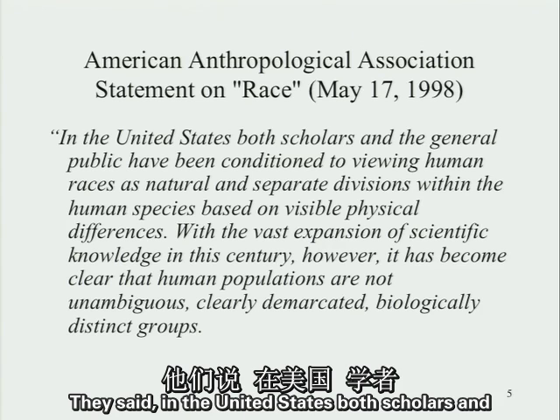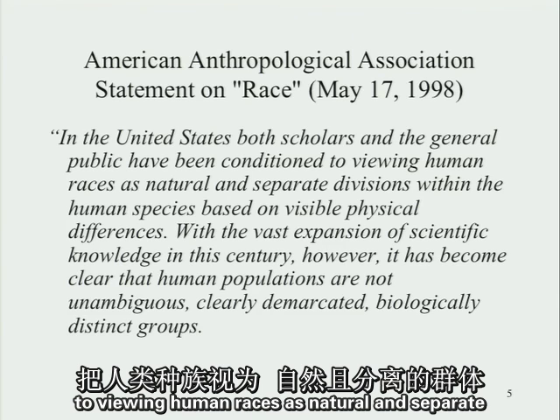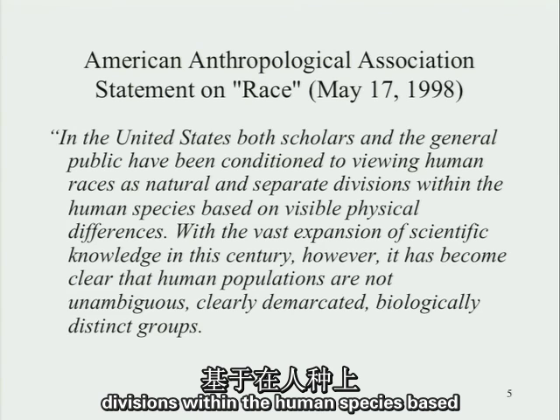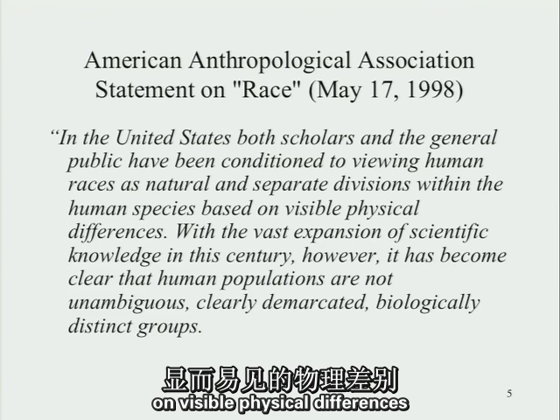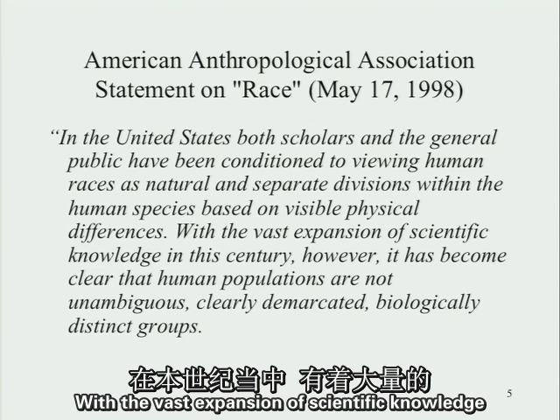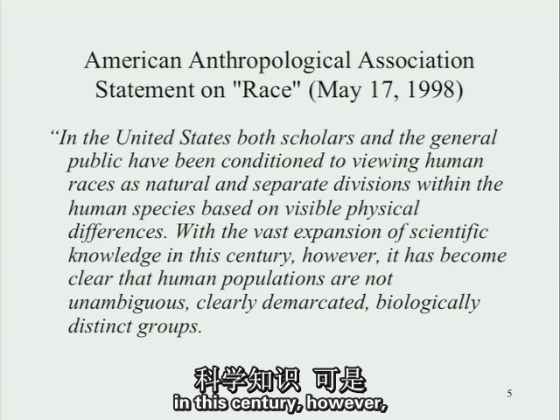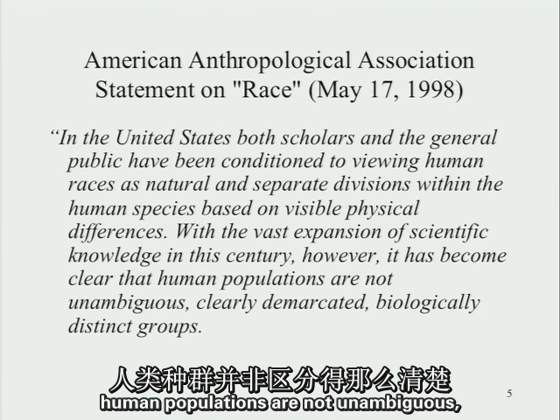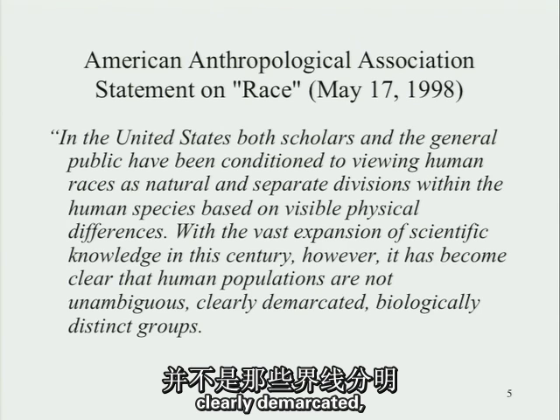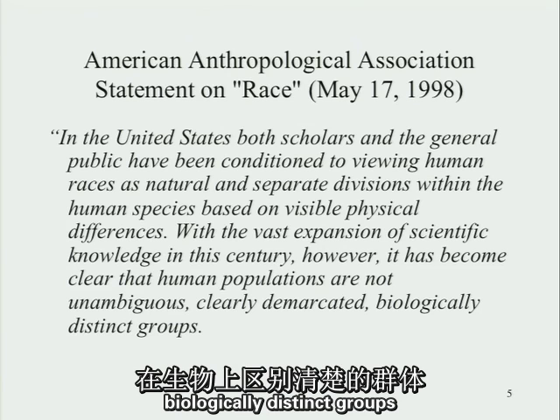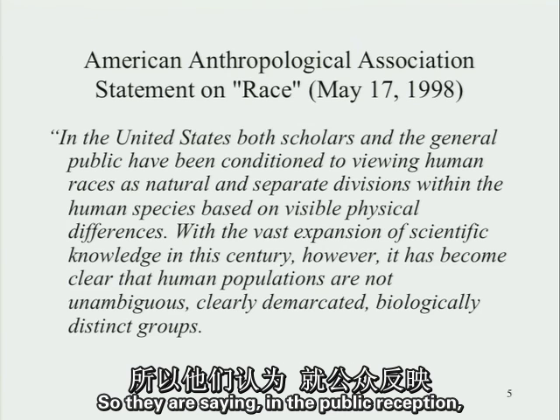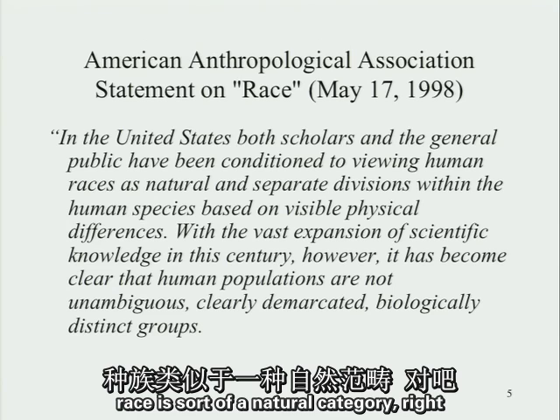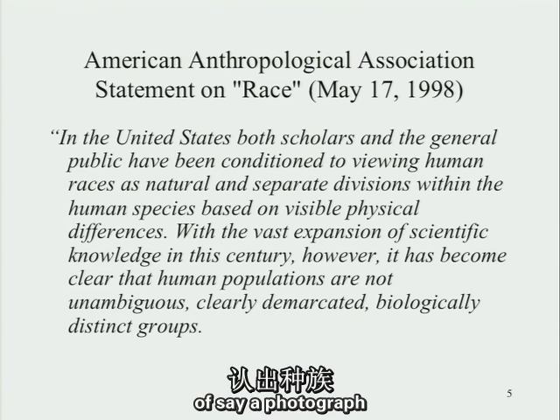They said, in the United States, both scholars and the general public have been conditioned to viewing human races as natural and separate divisions within the human species based on visible physical differences. With the vast expansion of scientific knowledge in this century, however, it has become clear that human populations are not unambiguous, clearly demarcated, biologically distinct groups. So they're saying, in the public perception, race is sort of a natural category, right? And you can actually read race off of, say, a photograph.